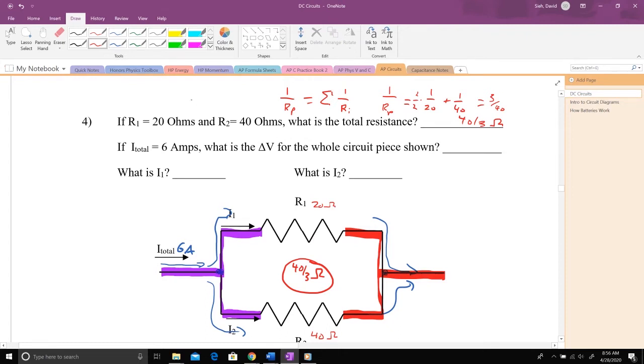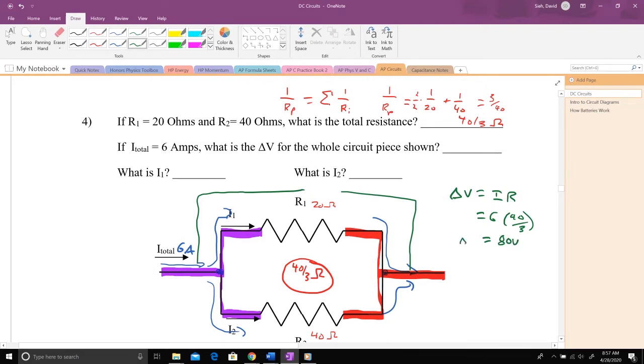We want to know delta V for the whole circuit piece. That would be if we hooked a voltmeter up from one side to the other. What's the delta V for this whole thing? So I'm going to use Ohm's law. With Ohm's law, you have to know two variables to find the third. To find the delta V, I'd have to know the current through that region. We know 6 amps flows through this whole bit. It gets split up on the way, but 6 amps goes to this whole region. So I'm going to put in the resistance of the whole region. It's 6 amps flowing through 40 thirds ohms, and when I calculate that out, that gives me 80 volts. That is my delta V for that whole region.